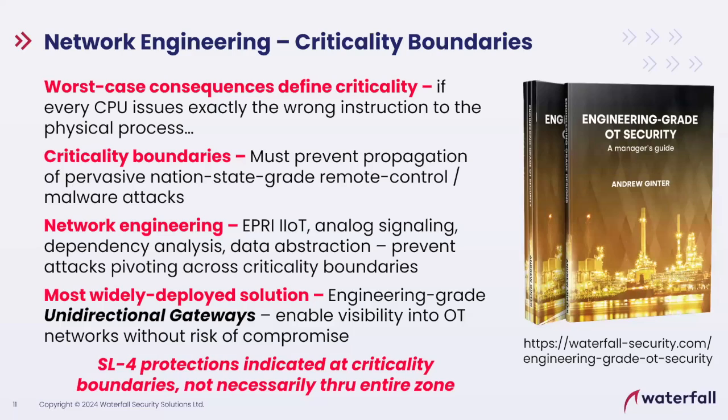What we have here is a connection between two networks, one of which has acceptable business consequences. You can buy insurance for all of those consequences. And the other one has unacceptable physical consequences. When we're connecting a network with dramatically different consequences at this consequence boundary, that's where we use network engineering. We don't use it between every pair of zones. It's not for every conduit. It's for the conduit at a criticality boundary.